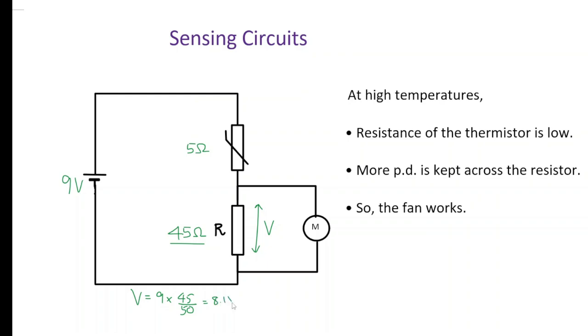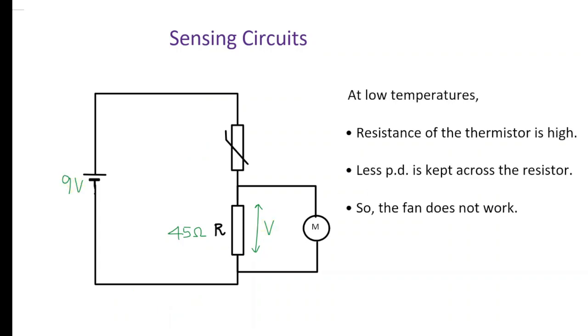So that will be 8.1 volts. Now, look at this. The input voltage is 9 volts. Out of that, 8.1 volts is here. So 90% of the input voltage is across this one. What that means is you get a significant voltage for the motor. So it's a fan, so the fan will work. That's what we need. When it's too hot, the fan should work.